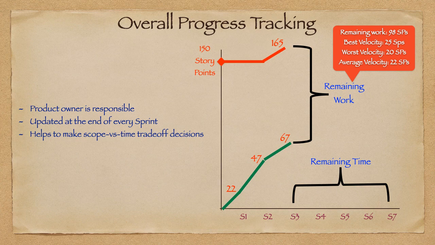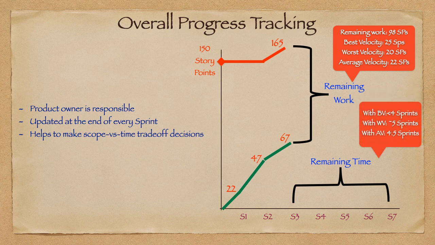And out of the 3 sprints, we can see the best velocity is 25 story points, the worst velocity is 20 story points, and average velocity is 22 story points. Now by having this, you can simply calculate using the best velocity to complete the remaining work, which is 98 story points divided by 25, which is less than 4 sprints. That means it is a good condition. We have in hand 4 sprints, but we really need only less than 4 sprints. So which is good.